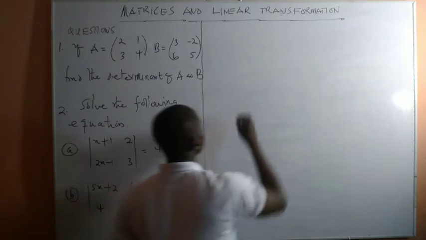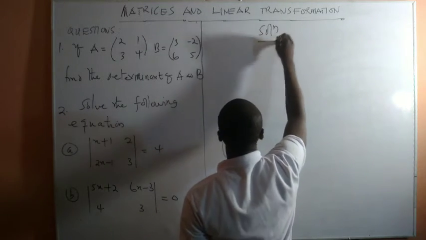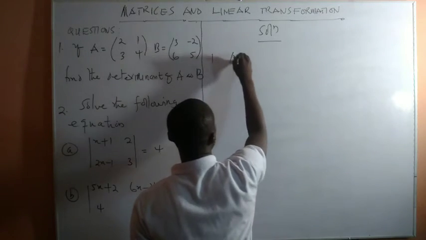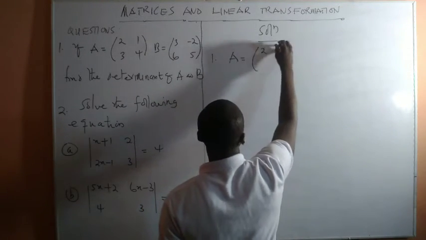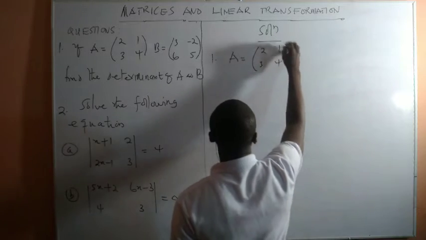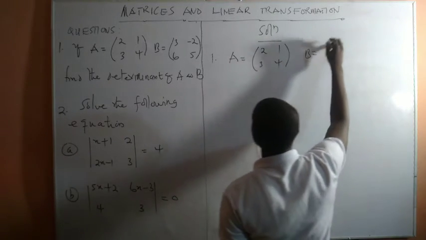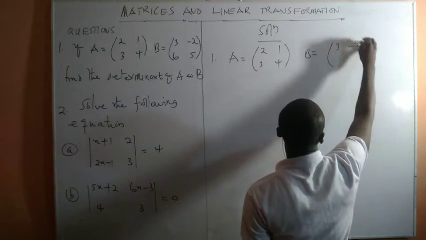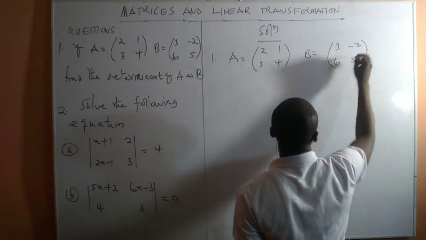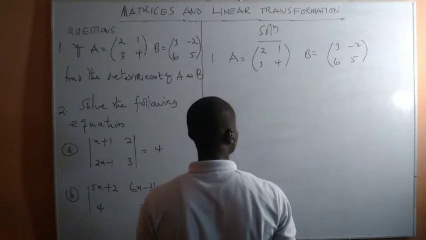Now, the first question, let's look at how best we can solve question number 1. We are given the matrix A to be 2, 1, 3, 4. Then we are given the matrix B to be equal to 3, minus 2, then we have 6, 5. We have to find the determinant of A and B.